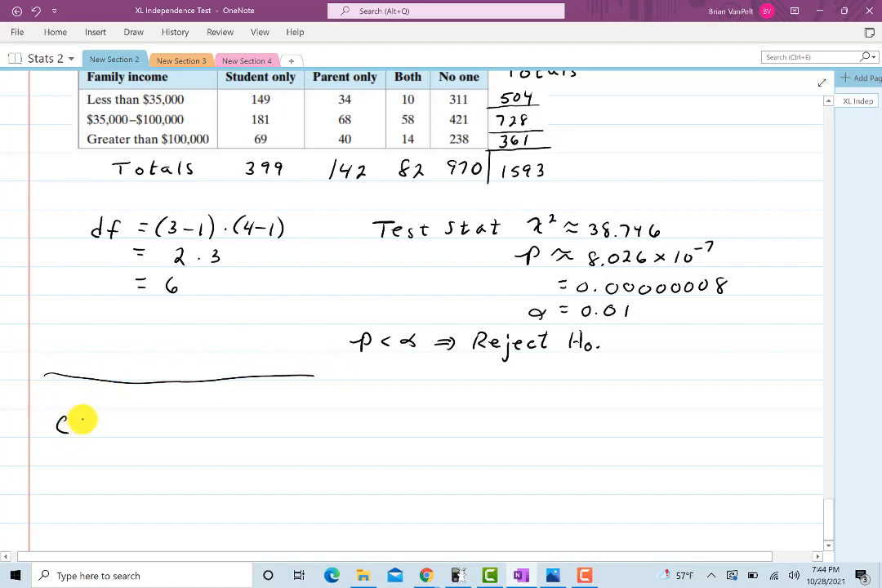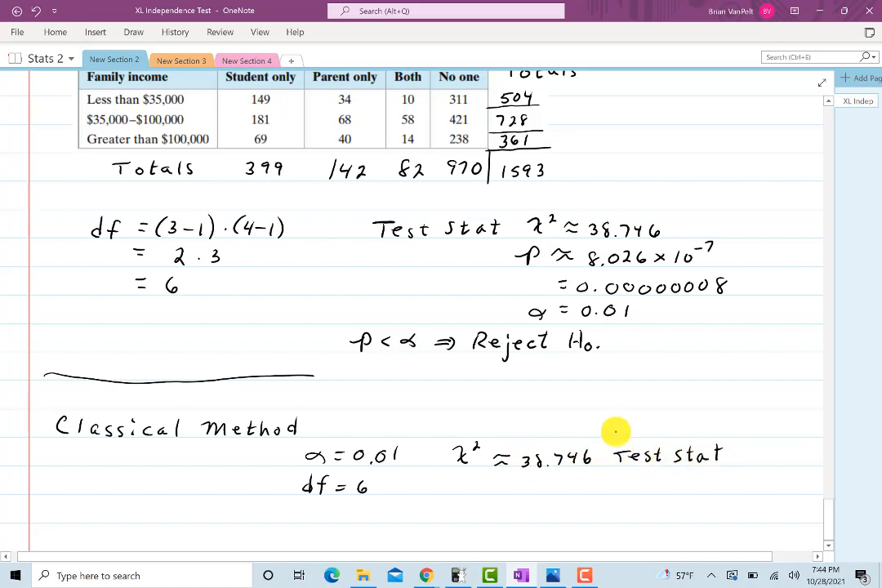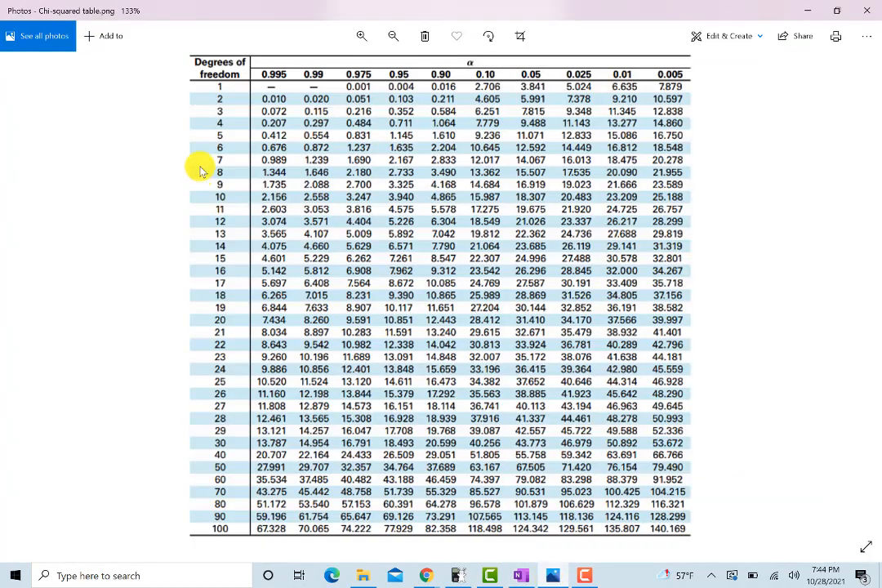If we want to use the classical method, we have our alpha equals 0.01, and our degrees of freedom was equal to 6. Our chi-squared test stat was 38.746. There's our test stat. And let's just go ahead and get what chi-naught squared is. Use the table. So the degrees of freedom is 6. Alpha is 0.01. That's 16.812.